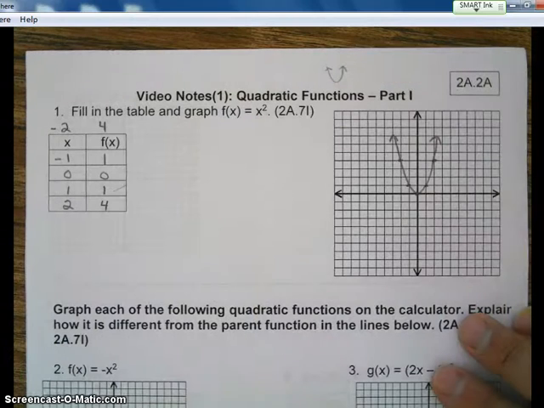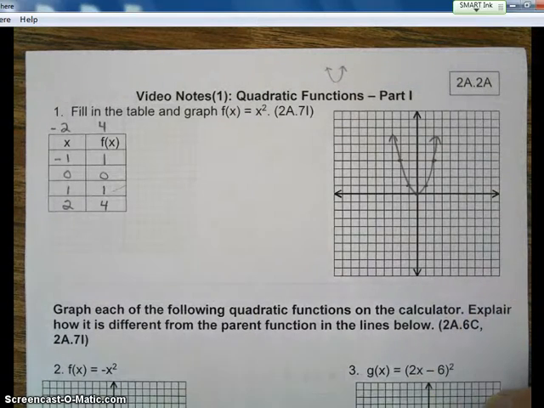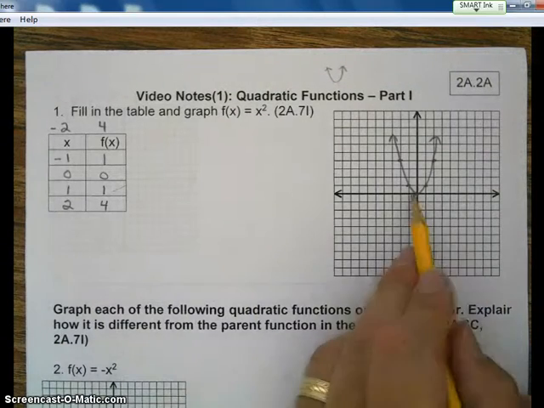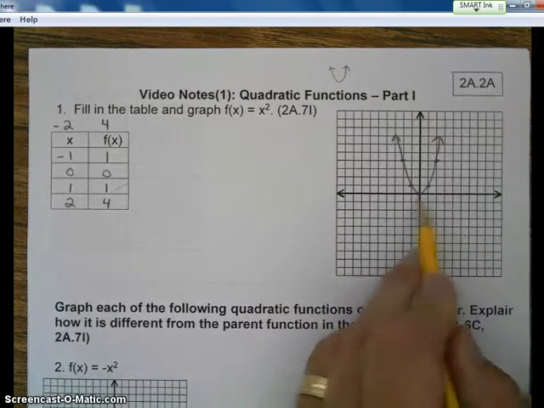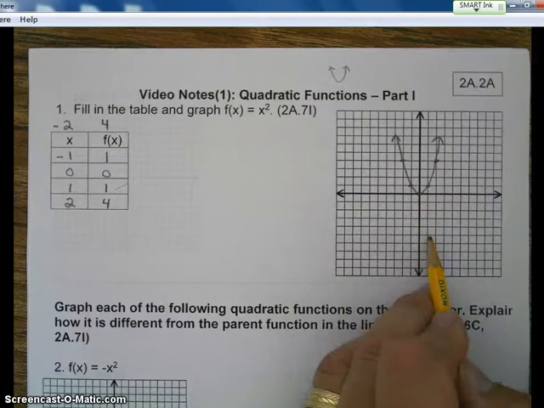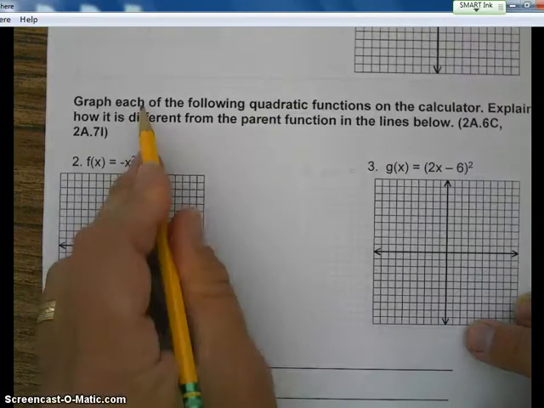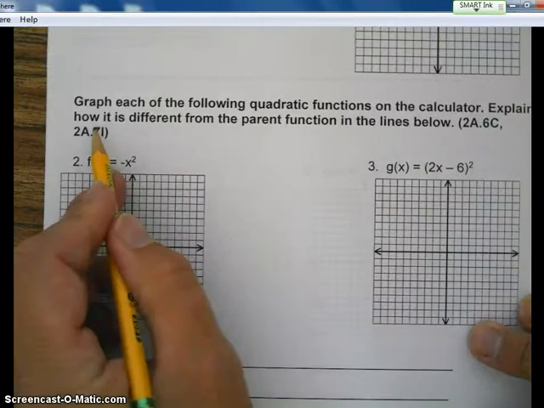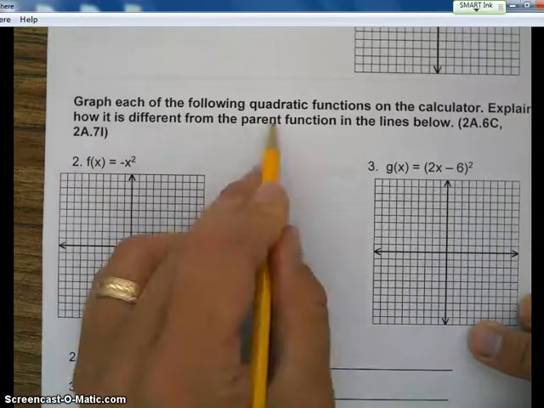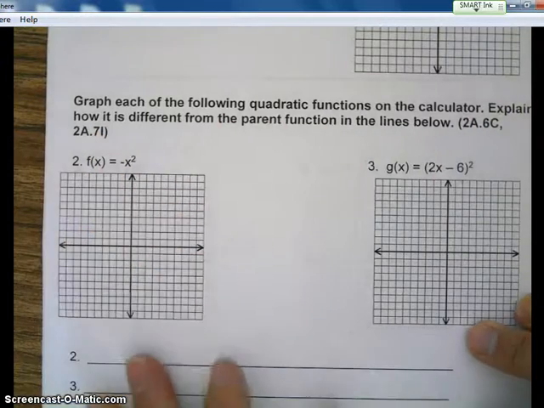Okay. So what we're going to do is look at how to transform it. In other words, how to move it left and right, up and down on the graph. Graph each of the following quadratic functions on the calculator. Explain how it is different from the parent function in the lines below.